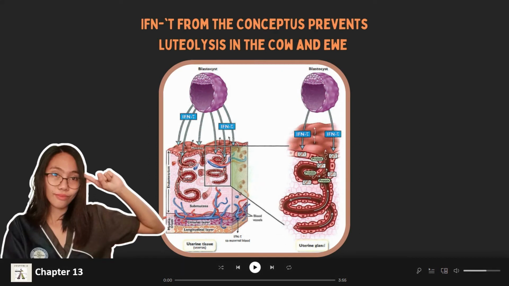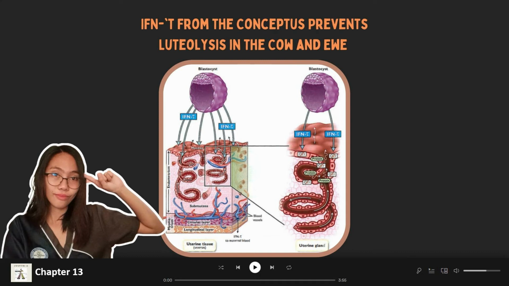The figure shows the interferon tau from the conceptus prevents luteolysis in the cow and ewe. So the interferon tau is produced by the trophoblastic cells of the blastocysts of cows and ewes. Interferon tau acts on the endometrial cells of the uterus to inhibit the production of oxytocin receptors so that oxytocin cannot stimulate PGF2 alpha synthesis.